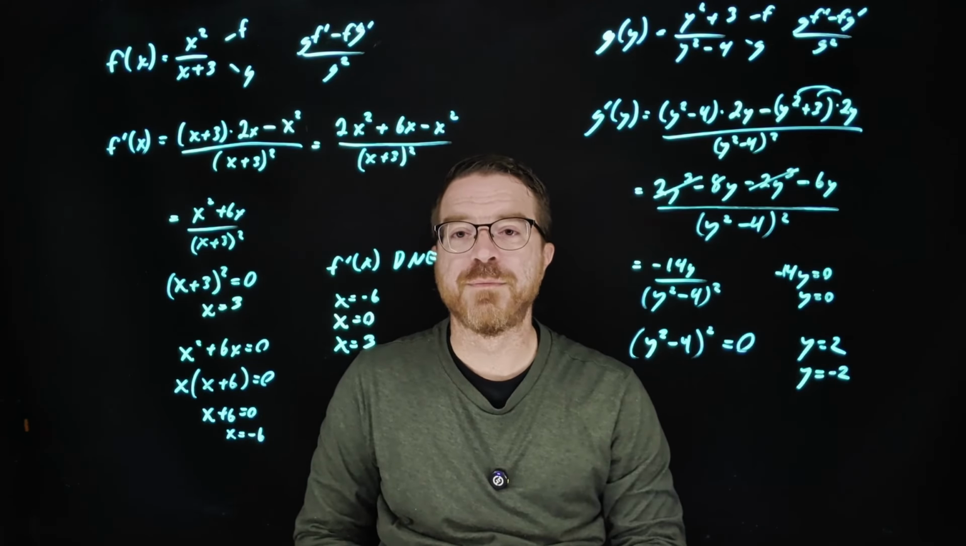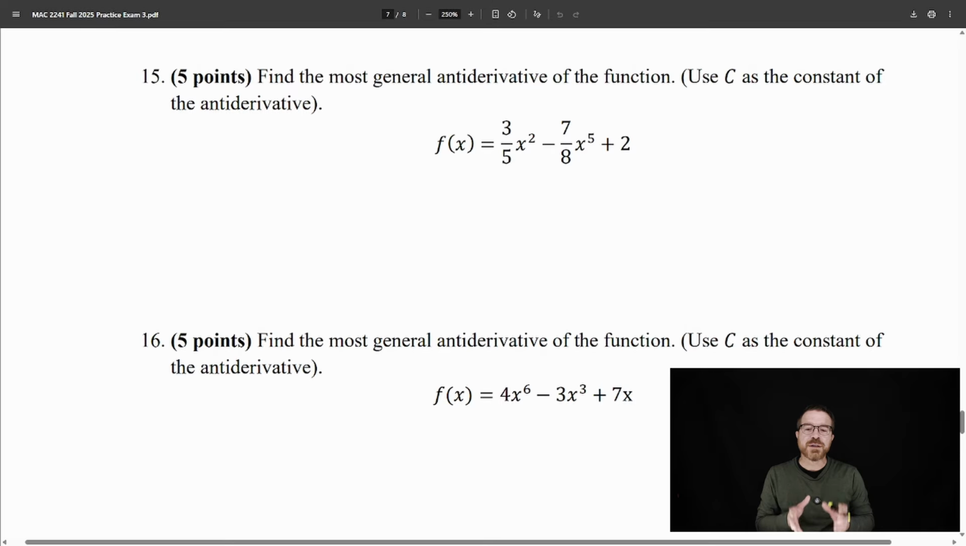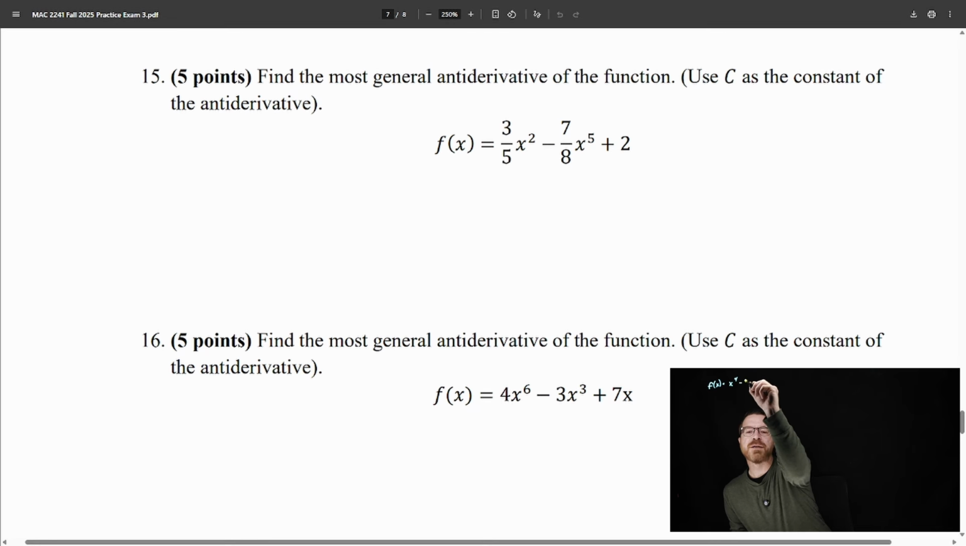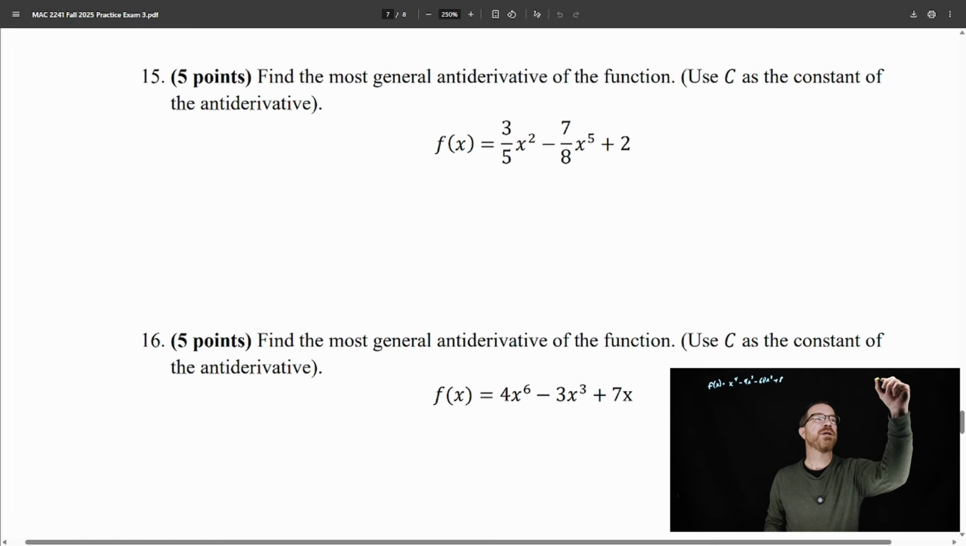For problem 8, we're going to consider the function f of x equals x to the 4th power minus 4x cubed minus 60x squared plus 8. And we want to find what intervals this is increasing, decreasing, concave up, and concave down.